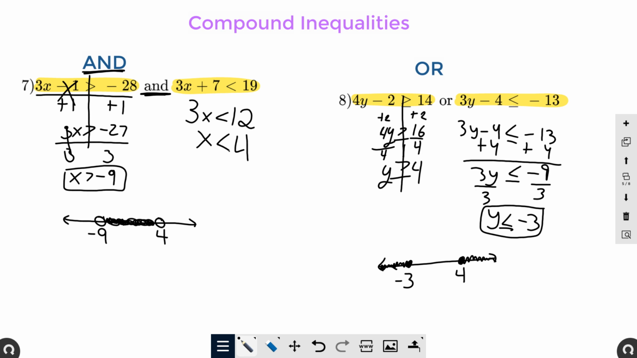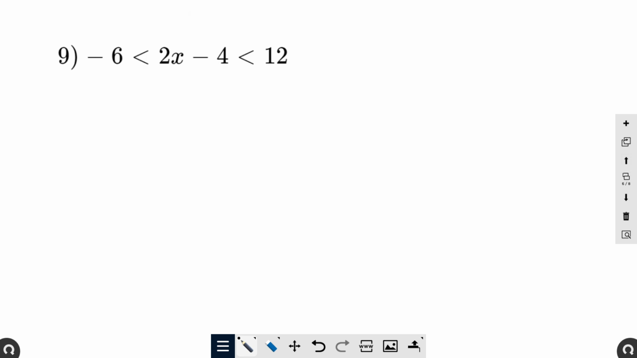You can also think about oars on a boat. Row, row, row your boat. The oars are on the outside. Get it? Uh-huh. All right, let's do one more type of and problem.